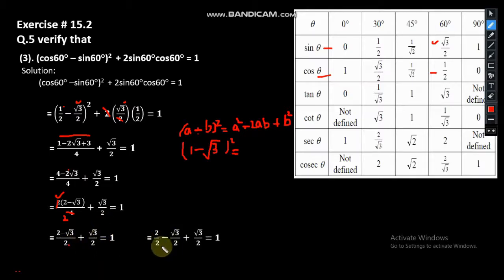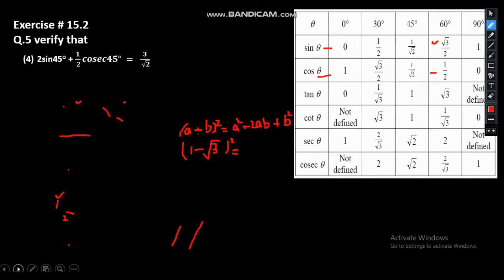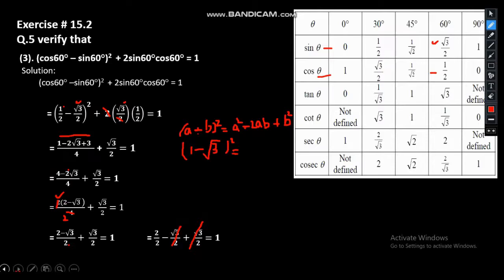Now when we take the LCM, we can write 2 divided by 2 minus under root 3 divided by 2 plus, both sides cancel to each other, and the remaining factor, which is equal to 2 divided by 2 also cancel each other, and 1 equal to 1. This is proof.